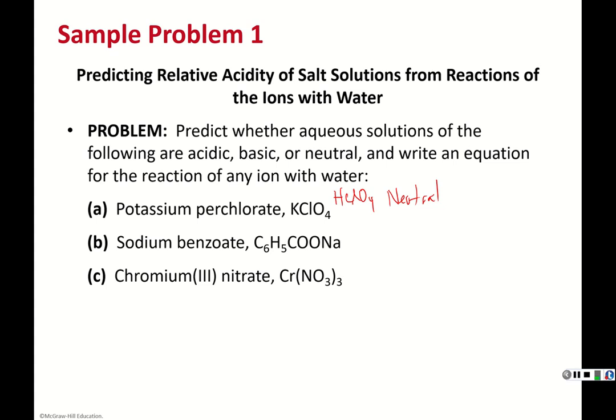Right. Sodium benzoate. Now we have sodium, which is just the cation from a strong base, sodium hydroxide. Can ignore that. And we're left with benzoate, C6H5COO minus. Right, so that's an anion, or a conjugate base of a weak acid. So it's going to act like a base in water.